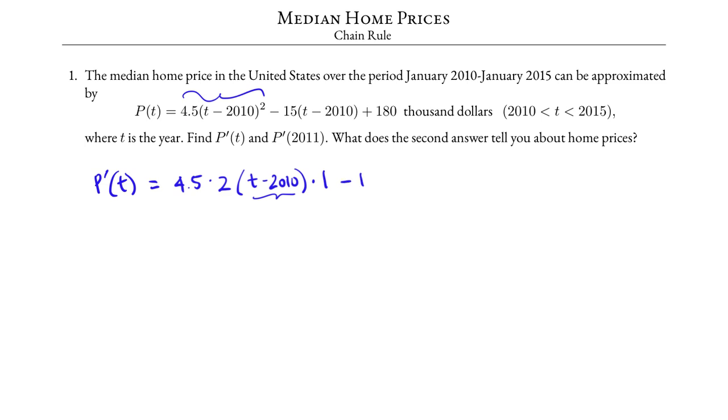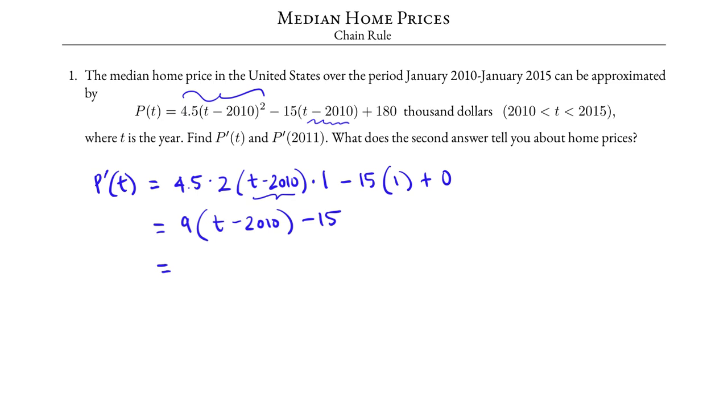Next, minus 15 is a constant multiple, so we rewrite it, times the derivative of t minus 2010, which we saw earlier is 1. And the derivative of 180 is 0. Simplifying this, we have 4.5 times 2 is 9. This is 9 times the quantity t minus 2010, minus 15.